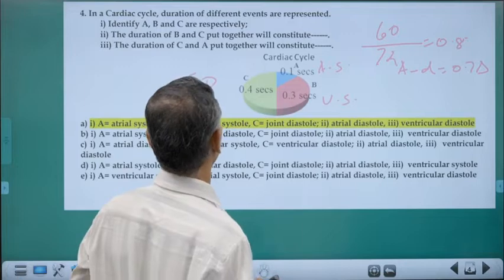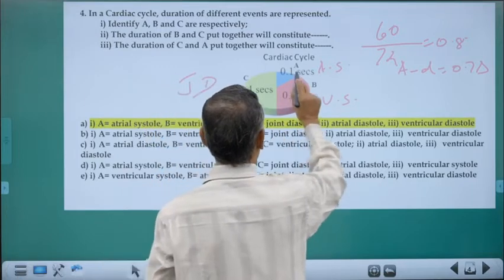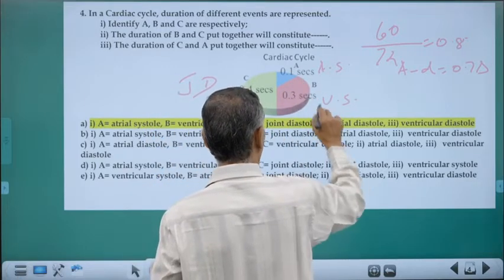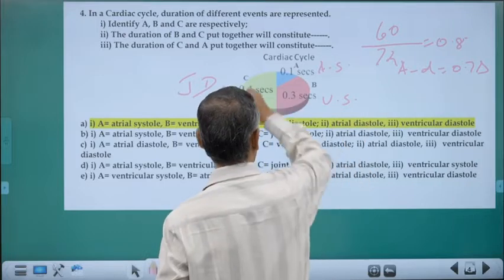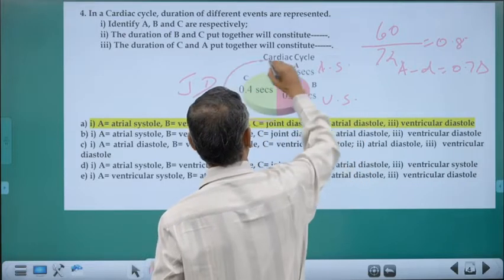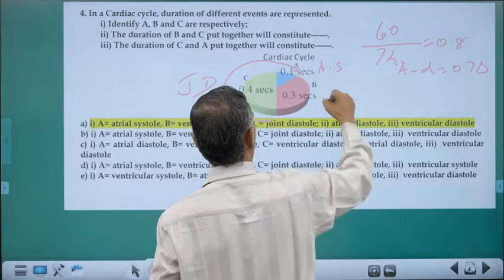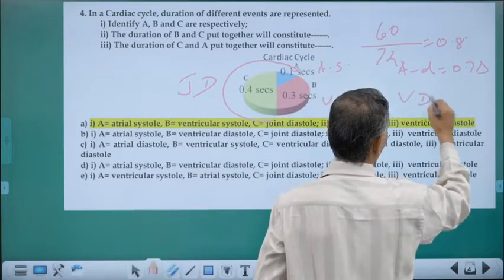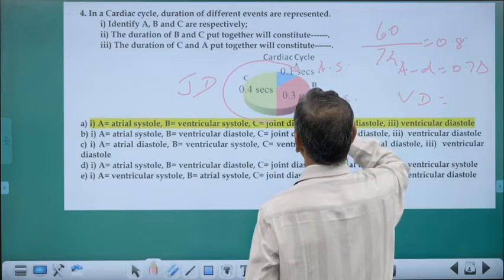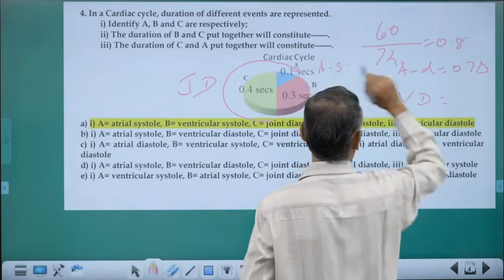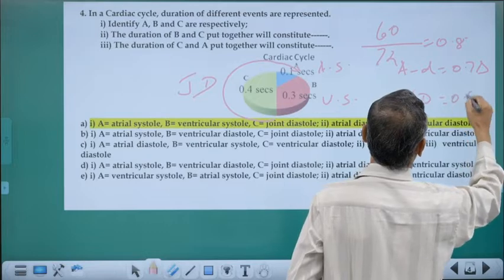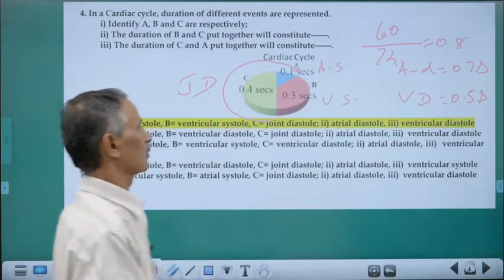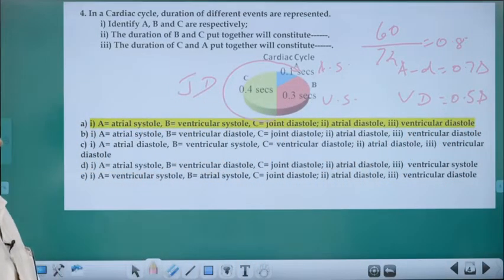Duration of C and A together, 0.4 and 0.1, and see, it is during the other phase that the ventricle is in systole. That means in other time, up to this, the ventricle is in diastole. So, ventricular diastole, this is 0.4 and 0.1, so 0.5 seconds. So, ventricle alone is in diastole for 0.5 seconds.